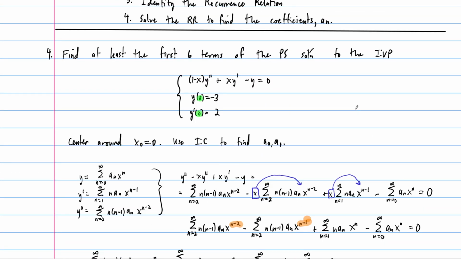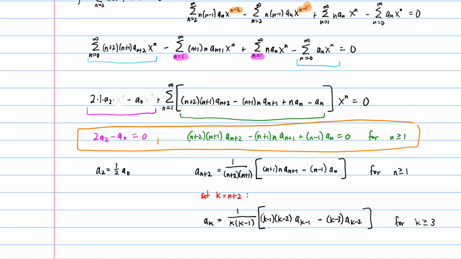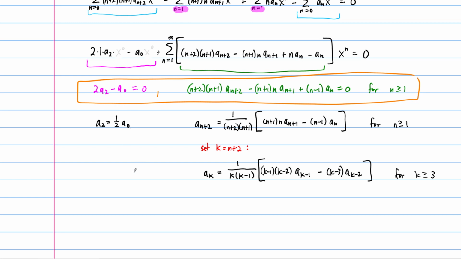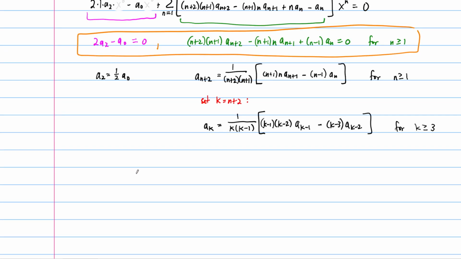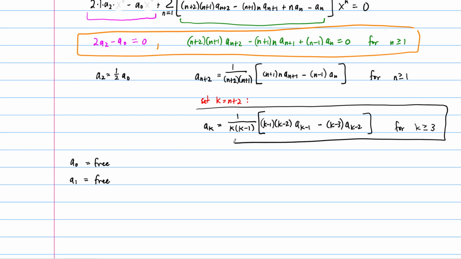Now, let's go back up. We were asked to find the first 6 terms. So we need a0 through a5, I guess, if we're going to do it that way, right? So let's write them out. A sub 0 is free. A sub 1 is free. And then our recurrence relation kicks in for the rest of them, right? By the way, I'm going to put a box around this because this is the formula that I'm going to use to solve the rest of these. All right, but obviously we need this one too.